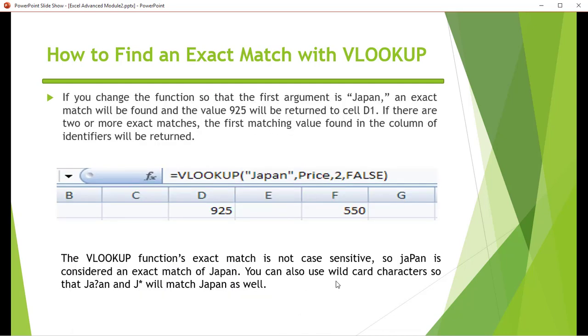Okay, so how can you find an exact match with VLOOKUP again?